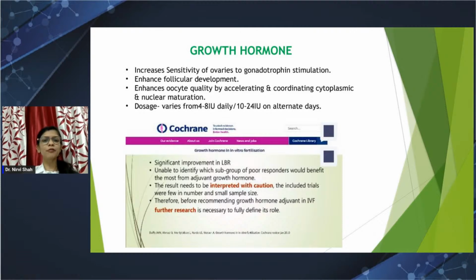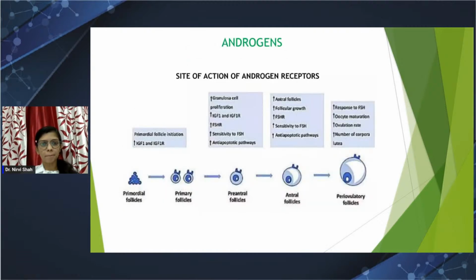However, we still need further research to be done. This Cochrane data analysis says that we need more multicentric trials where we come to know about considering the cost of the growth hormone and its safety also. Further research is required before we can completely recommend it. However, it does decrease the need of the gonadotropins.